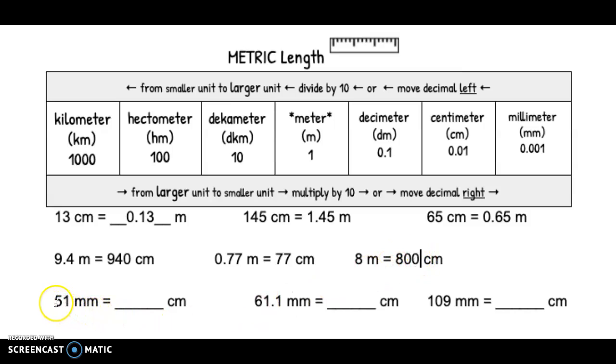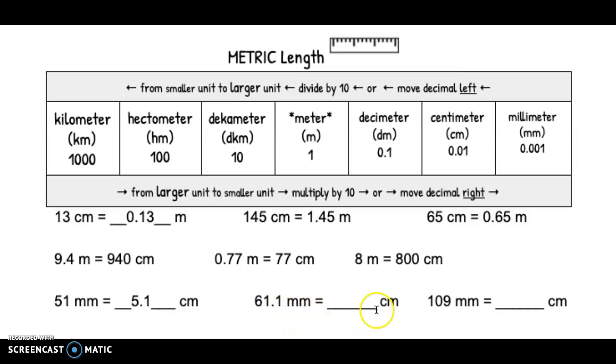Let's take a look at the third row. 51 millimeters to centimeters. Looks like that's just 1 hop to the left. So in each case, my decimal has to move 1 hop to the left to convert. So this would be 5.1 centimeters.